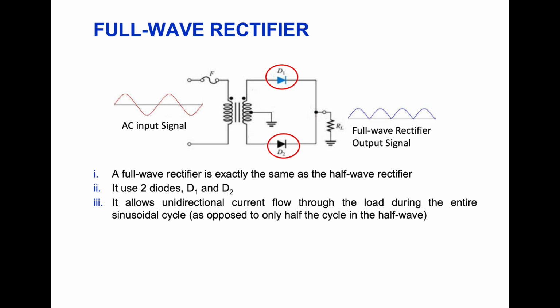So a full wave rectifier is basically the same as the half wave rectifier. It uses two diodes, D1 and D2. So it allows unidirectional current flow through the load during the entire sinusoidal cycle, as opposed to only half of the cycle in the half wave. So it is the same as the half wave rectifier. We will have the positive cycle and the negative cycle. Alright.